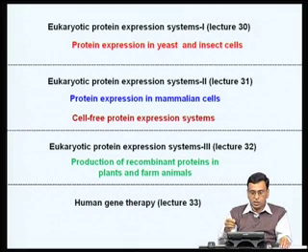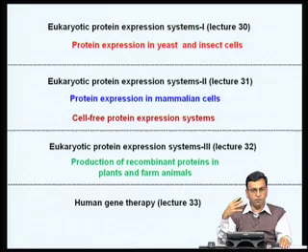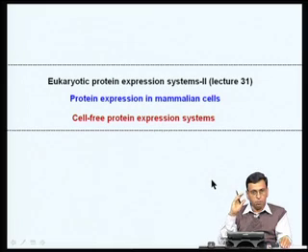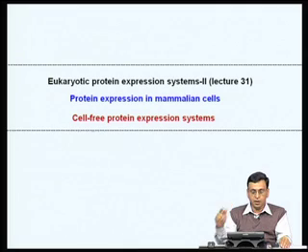And in the next class we are going to talk about the expression of proteins in plants and farm animals, and then we will talk about human gene therapy, where instead of taking your gene and expressing it in cells outside, you are now directly going to express your gene in the body itself and see whether you can correct some of the genetic disorders by using this kind of human gene therapy approach. So let us today focus on the expression of genes in mammalian cells and how we can make recombinant proteins using mammalian cells as factories.